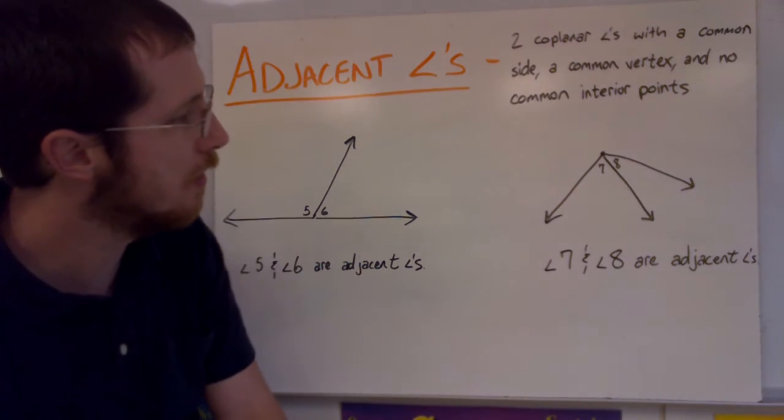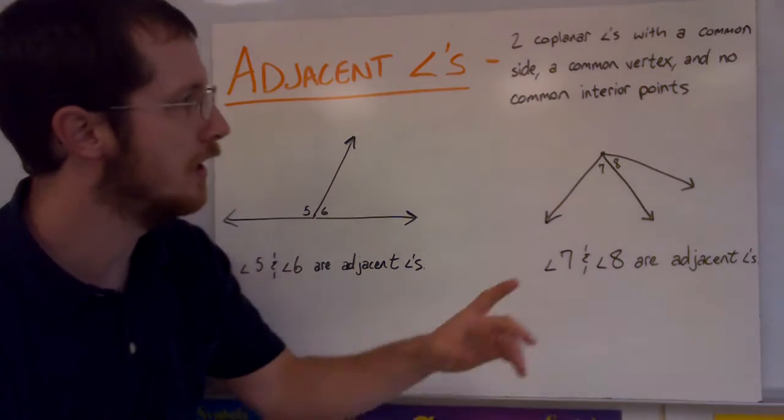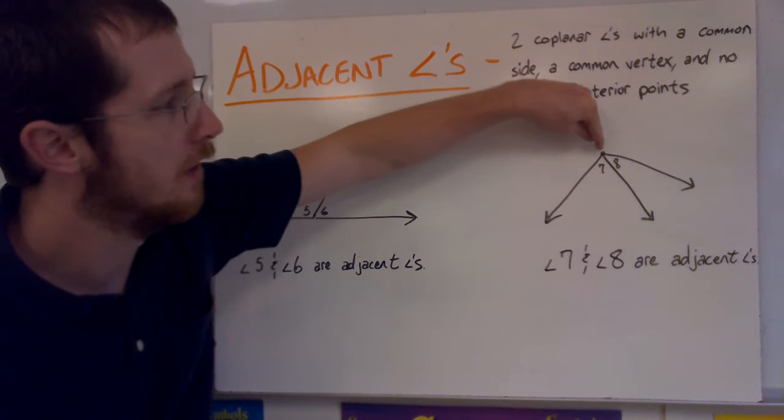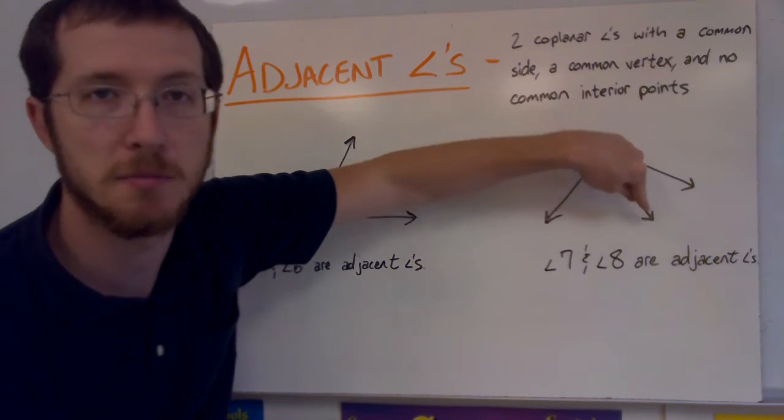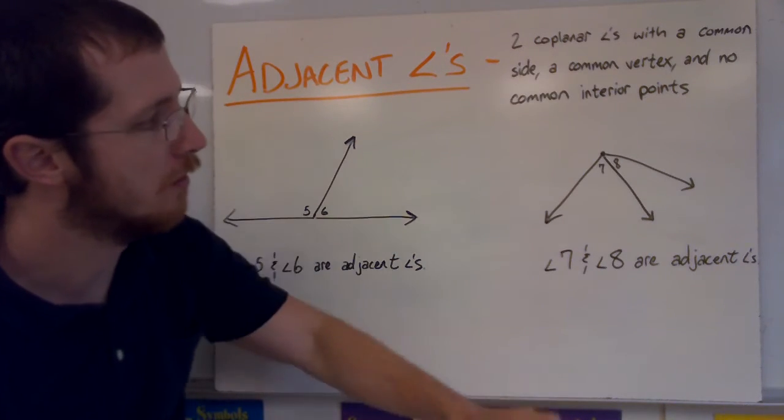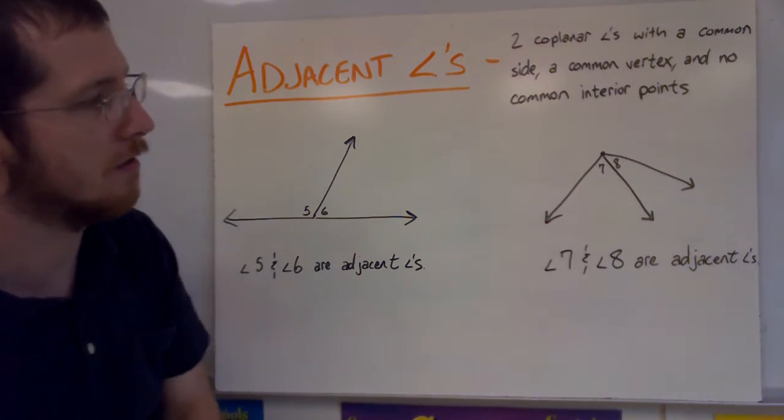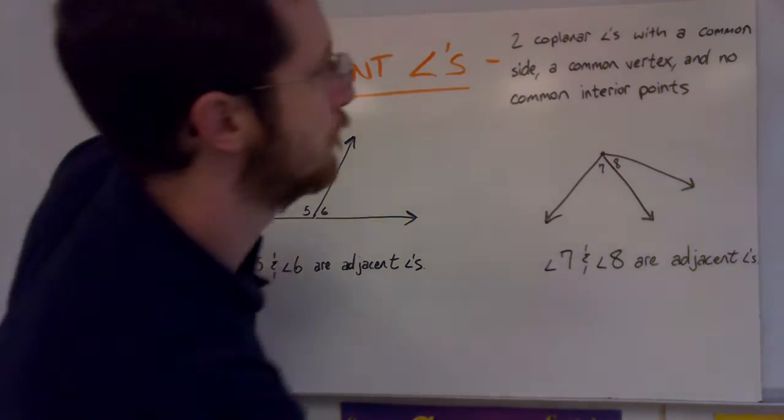Okay, another pair here. They don't have to be supplementary. They can just be side by side, common endpoint. They share this middle side, and they don't overlap. Angle 7 and angle 8 are also adjacent angles.